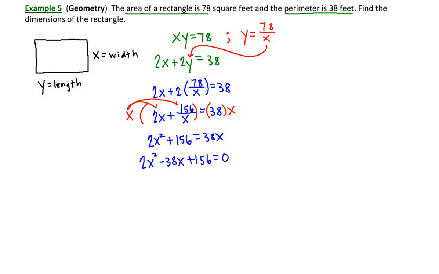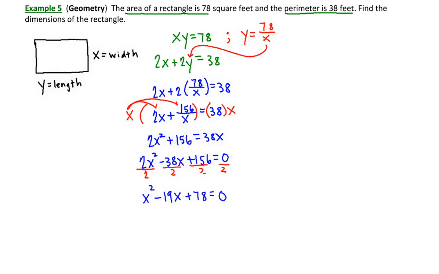Now, if you notice, all of our terms are even, so we'll be able to reduce the coefficients a little bit. Let's go through and divide all of our terms on both sides of the equation by 2. So this gives us x squared. 38 divided by 2 is 19, so we get negative 19x, and 156 divided by 2 is 78.